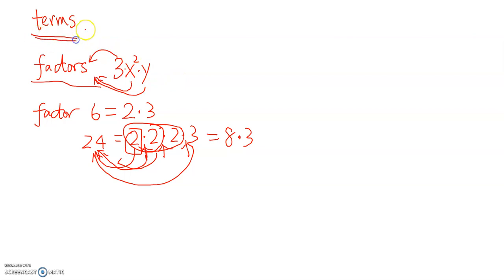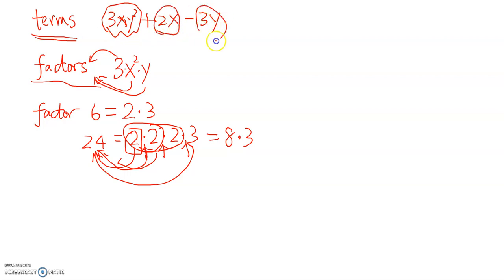But for terms, this whole thing, terms are usually separated by plus or minus signs. So you cannot call 3 a term, you can call 3 a factor. But this whole thing can be called one term, 3x squared y or 3xy squared, that's one term. And we can add, say, 2x and minus 3y, and that would be 3 separate terms. And so the plus or minus signs, they make separate terms.